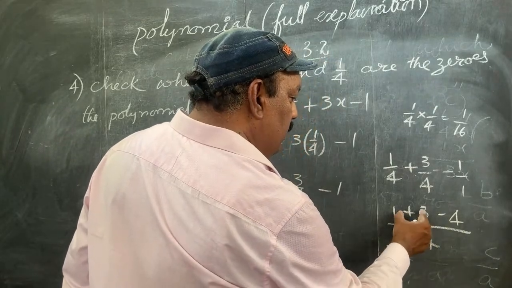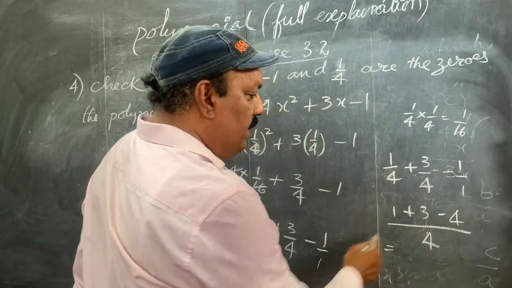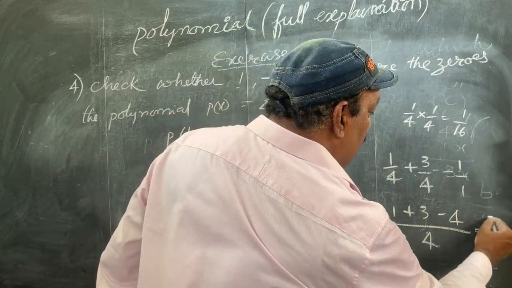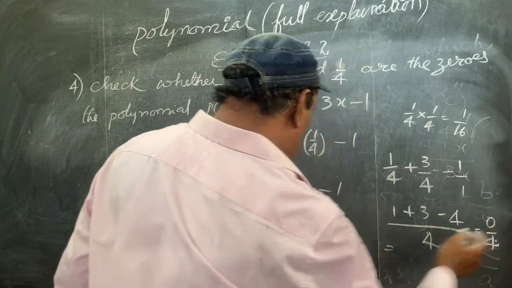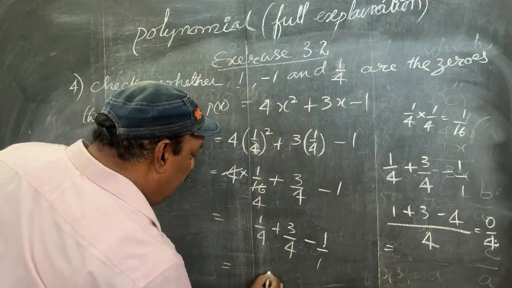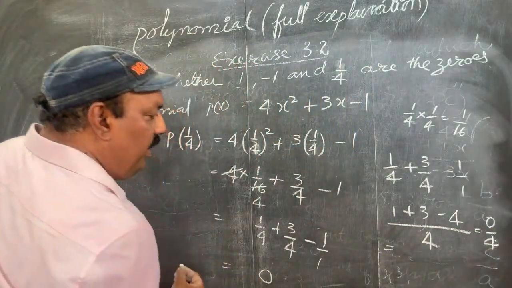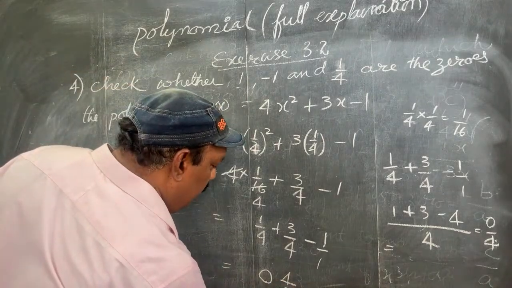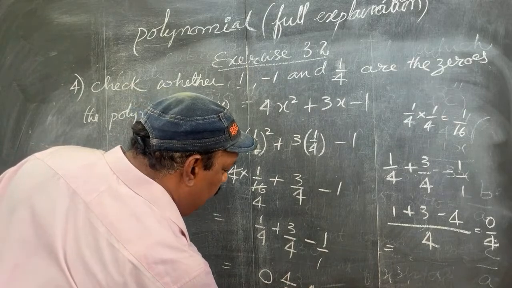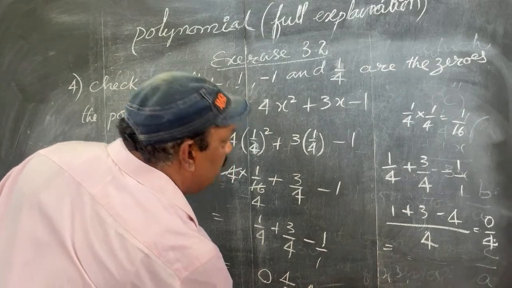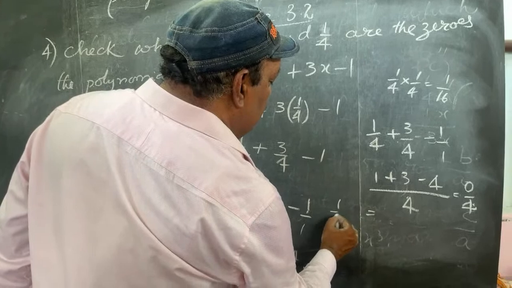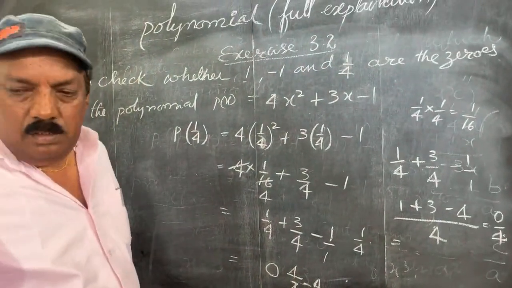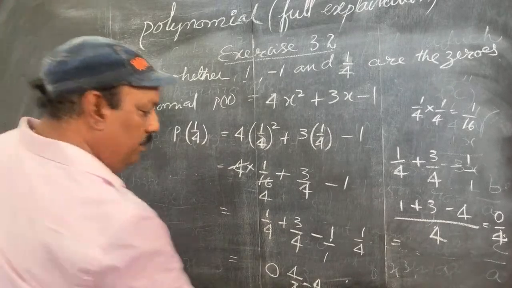So now what are you getting? 1 plus 3 is 4. 4 minus 4 is 0. That means we got 0. So it is nothing but 0. We got 4 by 4 minus 4 by 4, so 0 we got. That means 1 by 4 is a zero of this particular polynomial. Okay, we'll go for some other sums.